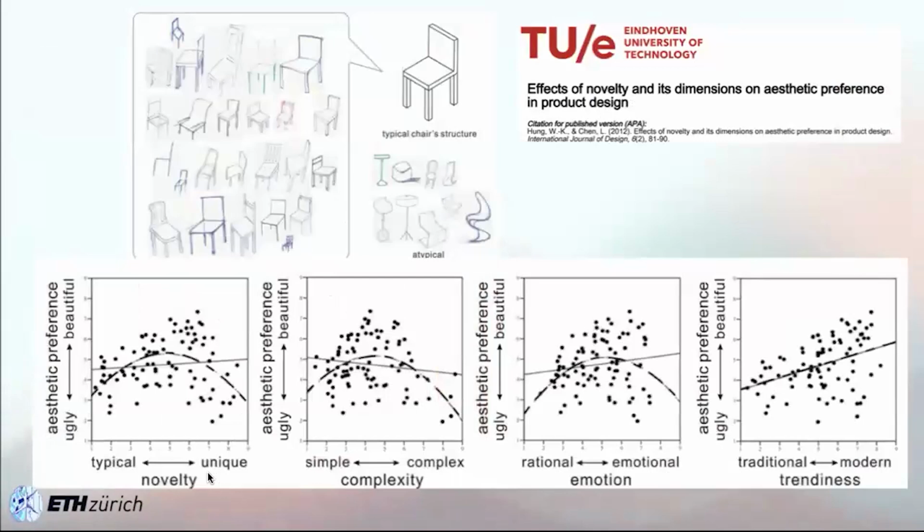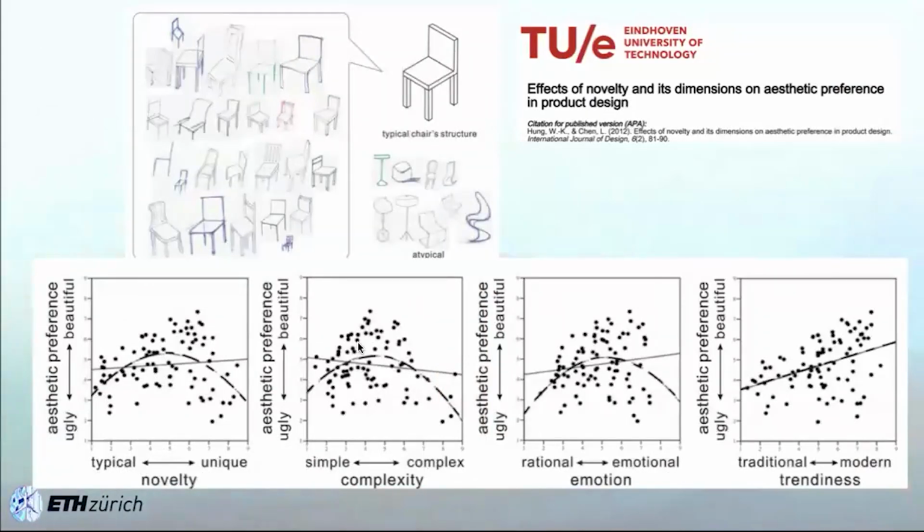Further studies in this space echo the same findings. This one was looking at chair design, from another TU Eindhoven study. Again, you can see there's a sweet spot for aesthetic preferences. The higher the dots are, the more beautiful, across all these plots. Along the x-axis, each plot shows novelty, complexity, emotion, and trendiness. From typicality to uniqueness, right in the middle are the most beautiful chairs. Complexity, again, right in the middle.